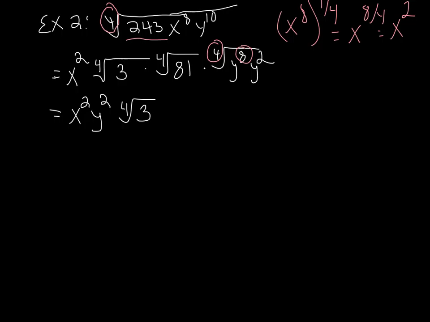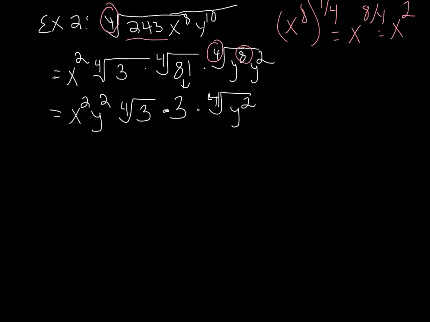Now look at the fourth root of 81. If you go into your calculator and you try to type in 81 to the 1/4 power, it's going to give you the number 3. Okay, so that's what that equals. And then you have the fourth root of y squared left over here.